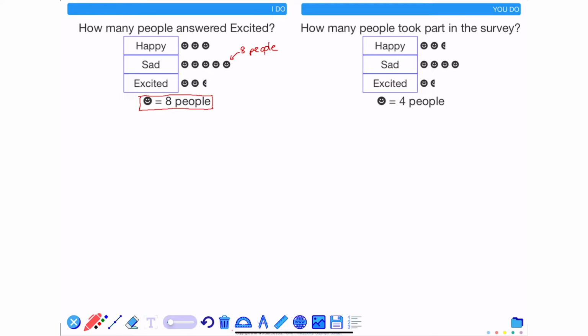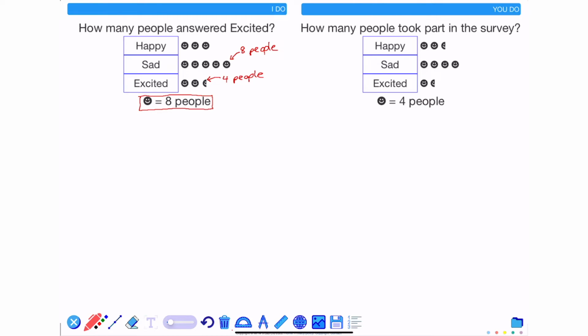With this question in particular, I've also got half a happy face. So half a happy face would represent half the same number of people that a full face would represent. In this case, a half a face would represent 4 people.